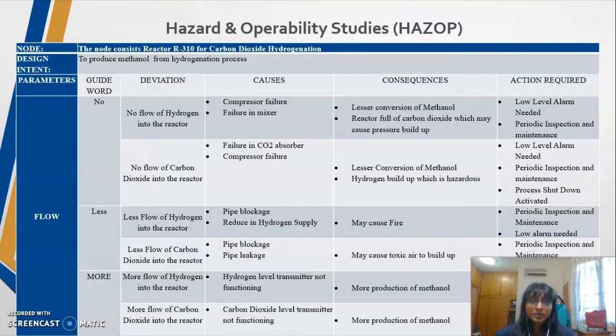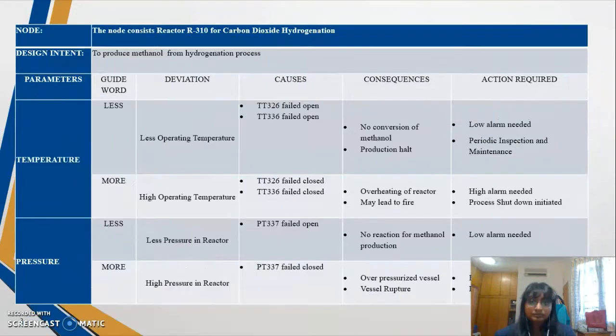This is a sample of the HAZOP sheet. So a HAZOP sheet has parameters, guide words such as no, less or more, deviation, causes, consequences and action required. I'll be explaining how the HAZOP sheet works. So now our first parameter is temperature. The guide word that we will be using is either less or more. For less, the deviation that occurs is less operating temperature, which is below 220 degrees Celsius. So the causes are that the TT326 valve failed to open and the TT336 valve failed to open. The consequences are that there is no conversion of methanol or lesser conversion of methanol.